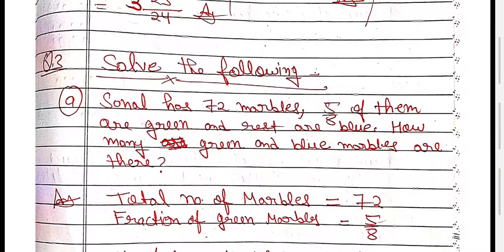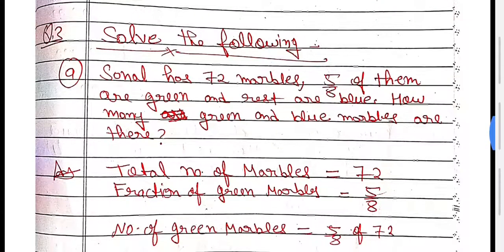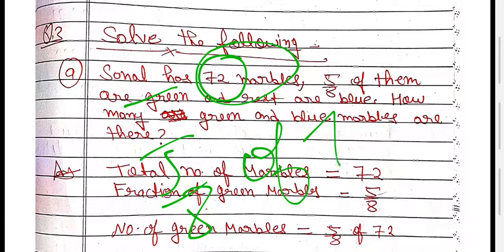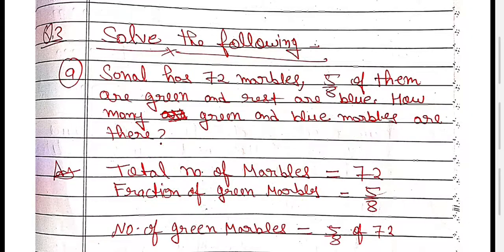Now come to question number 3. These are real life problems or word problems. Just see the question. Sonal has 72 marbles, 5 upon 8 of them are green and the rest are blue. Suppose there is a girl named Sonal. She has a total of 72 marbles. How many marbles does she have? 72. 5 upon 8 of them are green. Out of 72, 5 upon 8 are green and the rest are blue. Find the number of green and blue marbles.